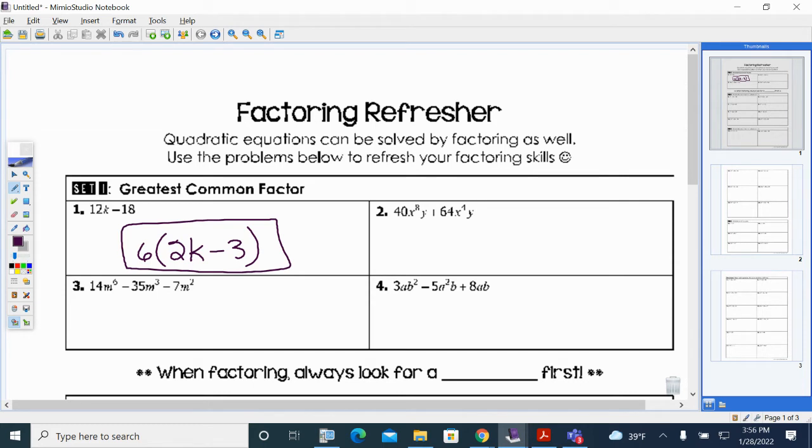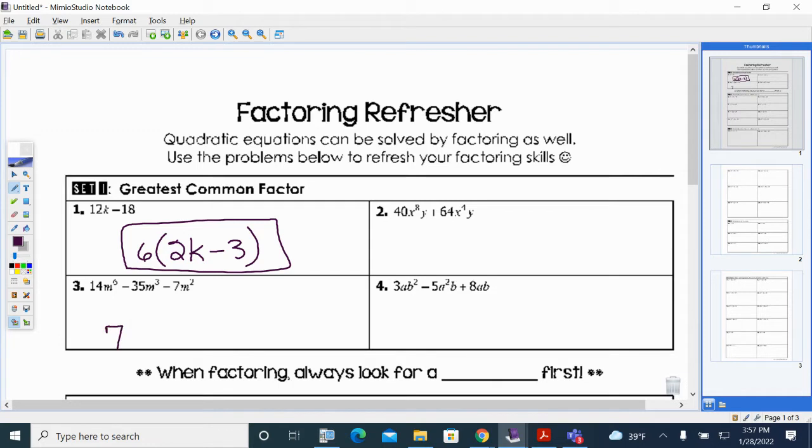Now let's look at example number 3. We have 14m to the 6th minus 35m to the 3rd minus 7m squared. So in this example, every single term in our trinomial has a variable, and I'm going to talk about that in just a second. But I first want to focus on just the 14, the negative 35, and the negative 7. So here again, we're trying to figure out what is the largest number that will divide into 14 and 35 and 7. Well, that's going to be a 7.